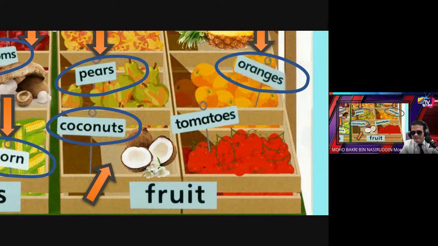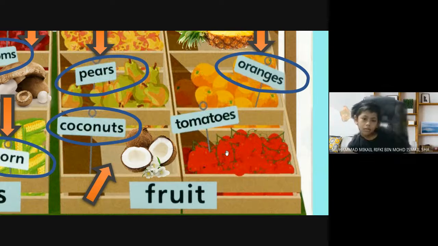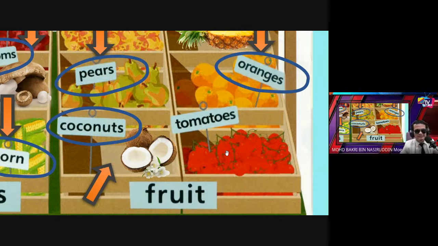Okay, Alicia Anugrah Fitri, can you say the word? Yes. Okay, please say the tomatoes. Okay, boleh sebutkan tak? Okay, cuba sebutkan. Try to say the word.